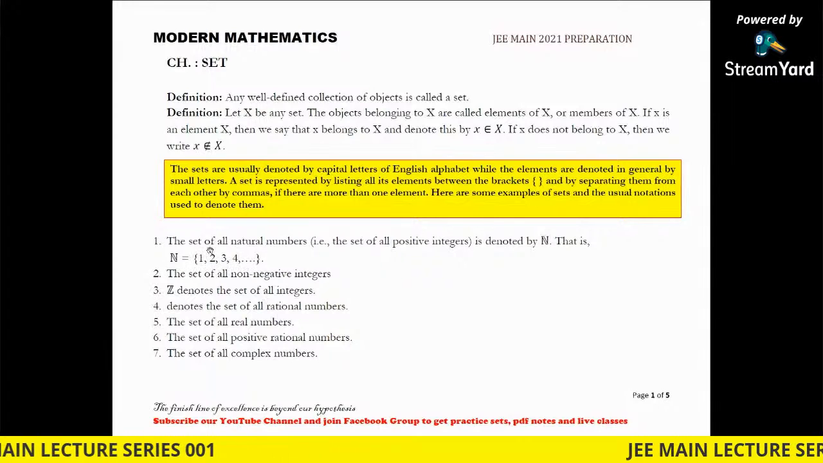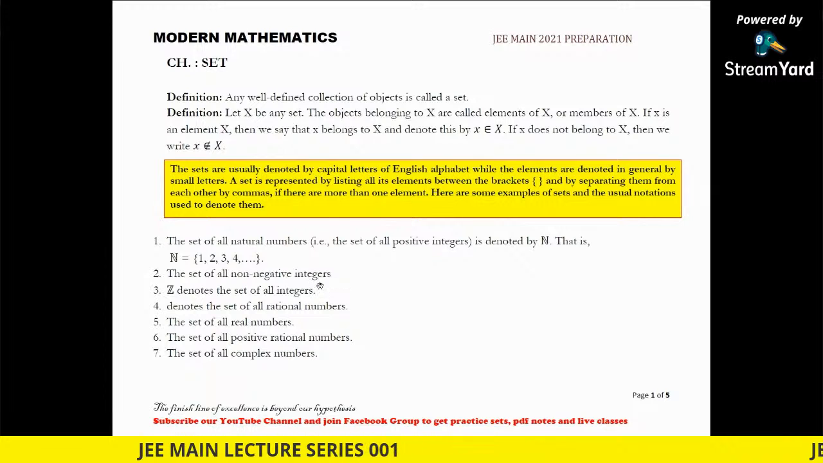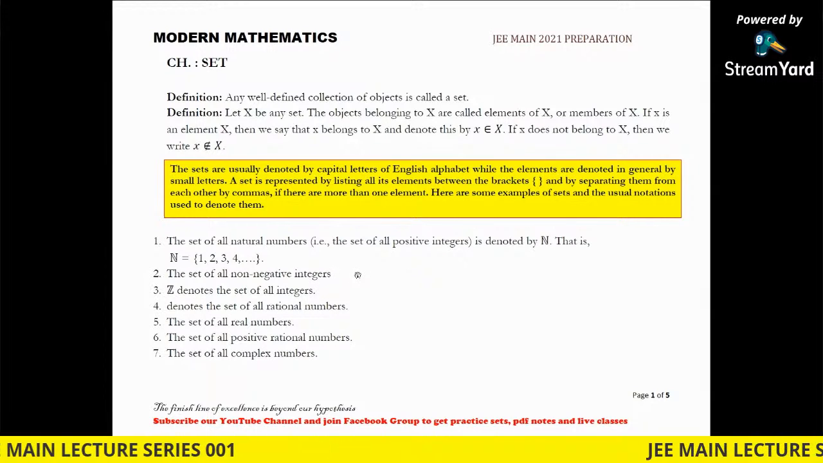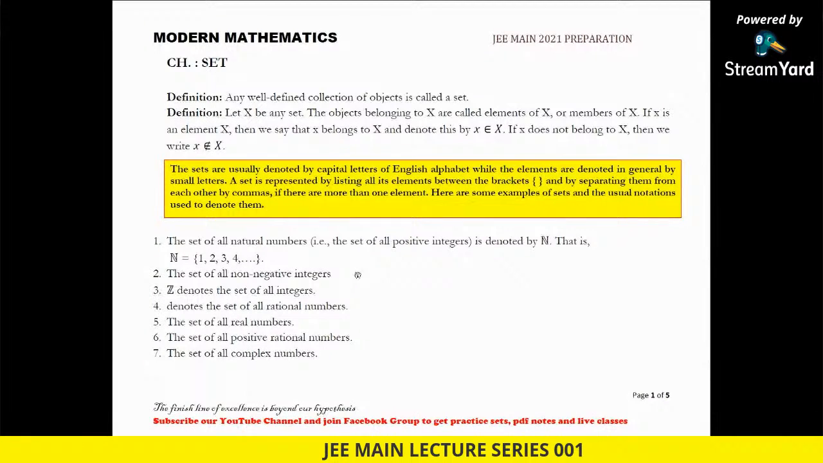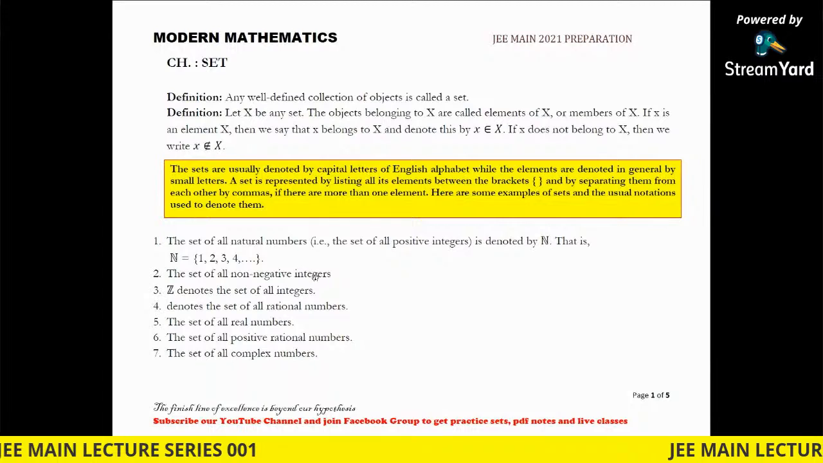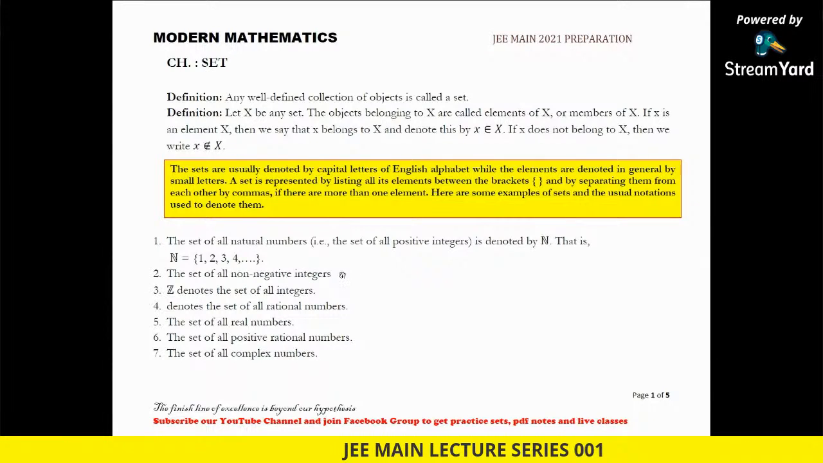The set including 0 is called the non-negative integers. The set of all non-negative integers is denoted by capital Z with uppercase plus. Capital Z with plus is the set of all non-negative integers. The elements, the members, are the non-negative integers.